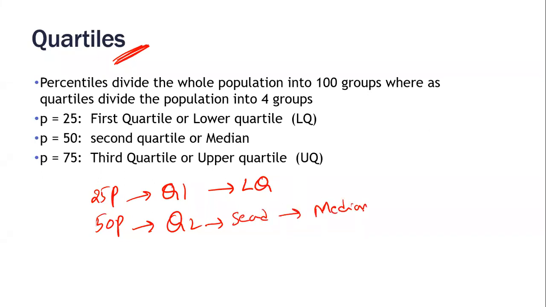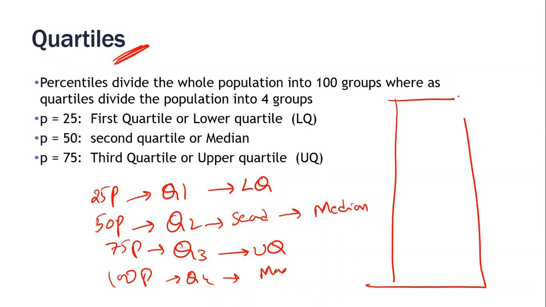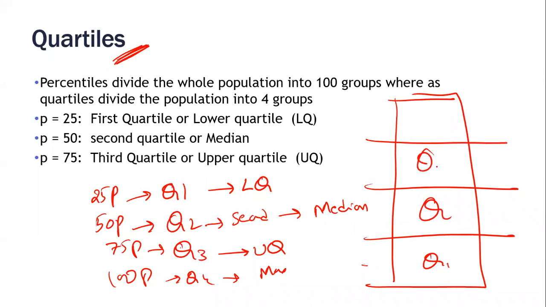50 percentile is median. 75th percentile is third quartile or upper quartile. 100th percentile is fourth quartile or the max value. So if you divide the data into 100 parts, those are percentiles. If you divide the data into 4 parts, quartile 1, quartile 2, quartile 3, quartile 4, 4 quartiles are there. Q1, Q2, Q3, Q4.